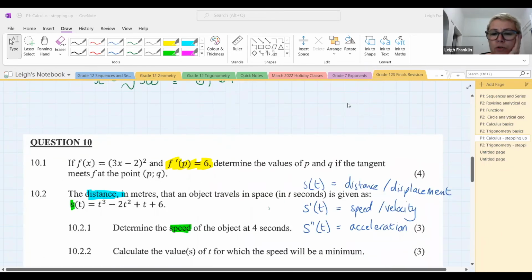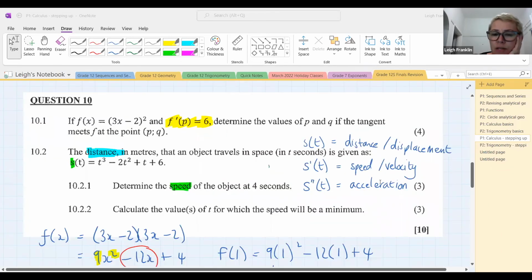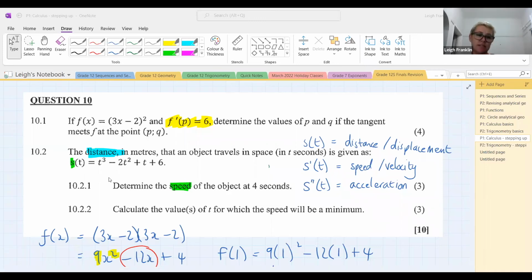So your second derivative is acceleration. If they've given us distance and they give us speed, and we know that speed is our first derivative, acceleration would be our second derivative. Anybody get an answer for 10.2.1 that they want to share with us? 33. Okay, good. That is the correct answer. Good job, guys. That's it, Cassandra. Meters per second is beautiful.